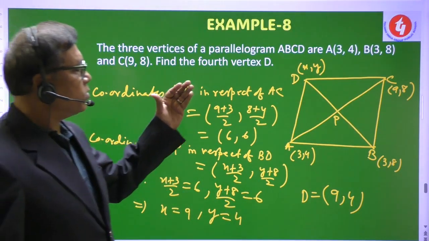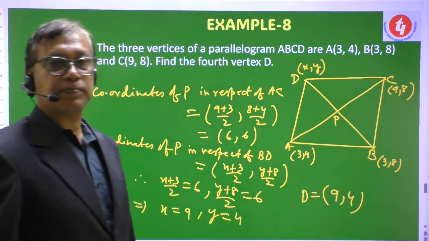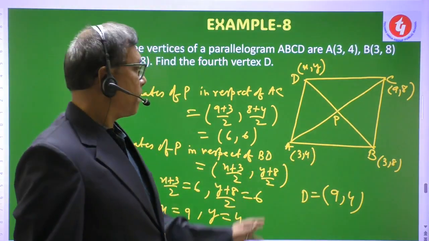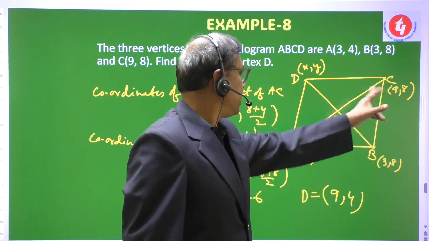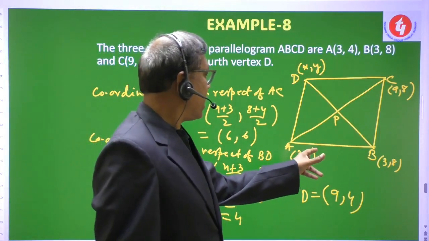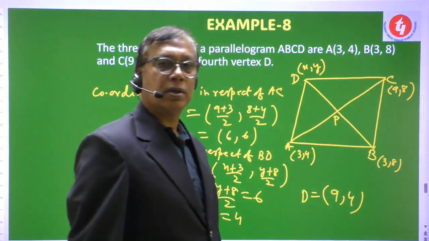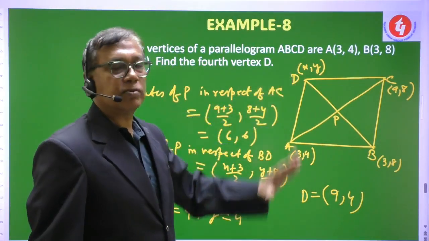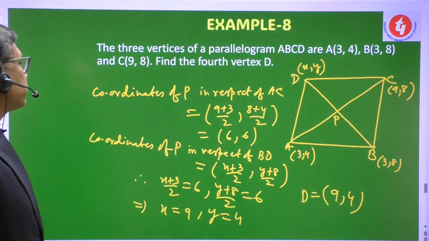But using shortcut trick we can find the coordinates of D easily. How? Coordinates of D will be 3 plus 9 minus 3. So 3 plus 9 12, 12 minus 3 is 9. Similarly for y, 4 plus 8 12, 12 minus 8 is 4. So this technique we can apply to get the coordinates of fourth vertex. Is it clear? Understood? Okay.